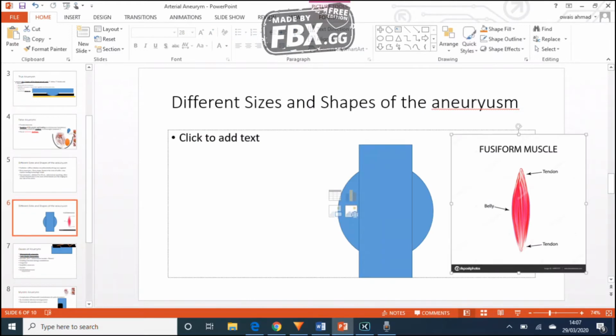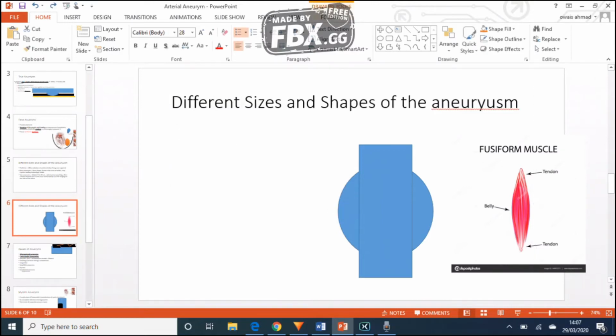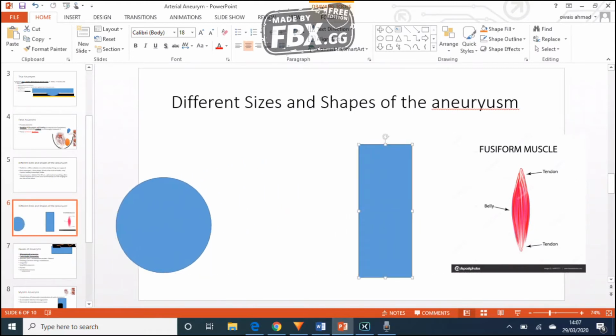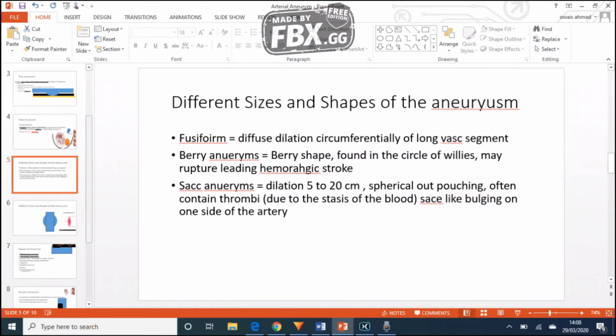Now mycotic aneurysms, what can this be? Basically, they can form septic thrombi. So let's just say there's an aneurysm over here, it can form septic thrombi, which can then basically lead to some sort of embolism, you can say.